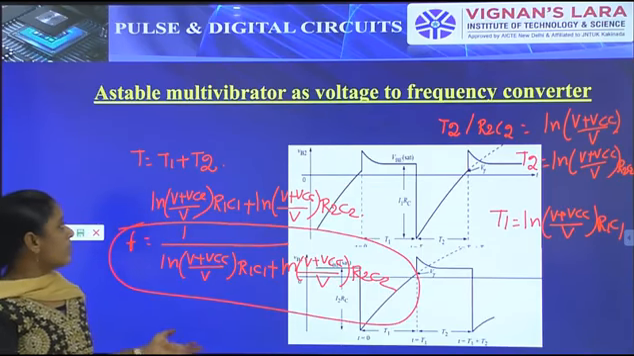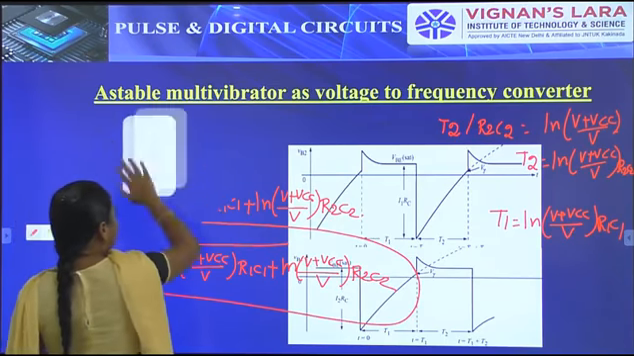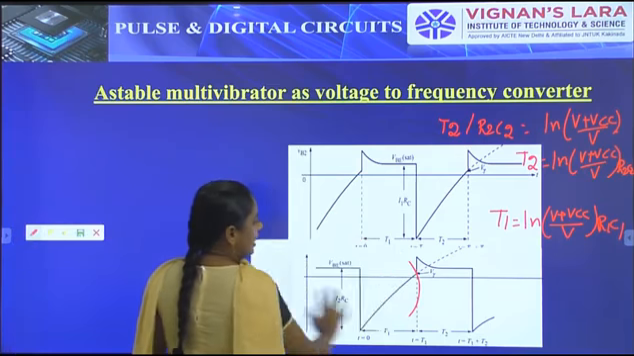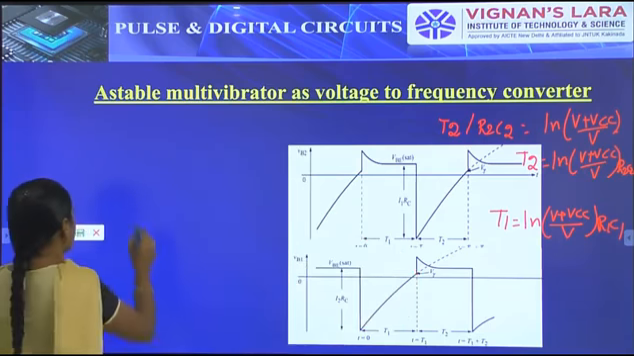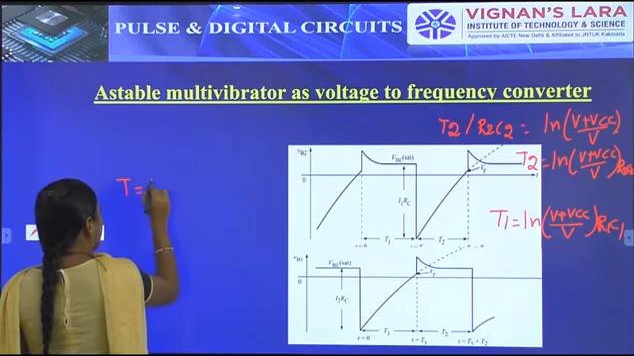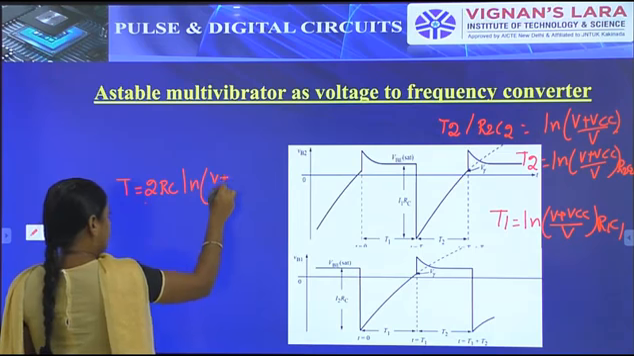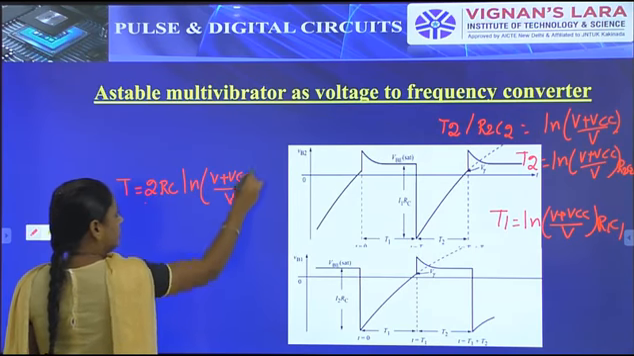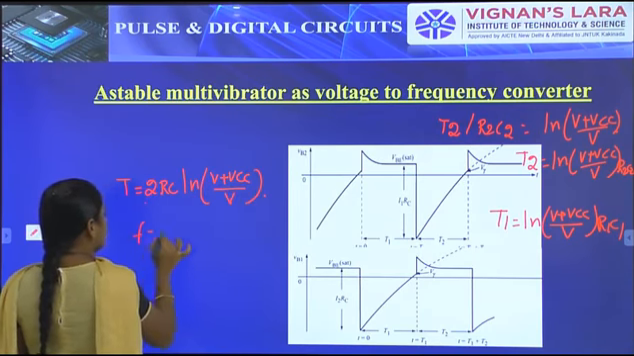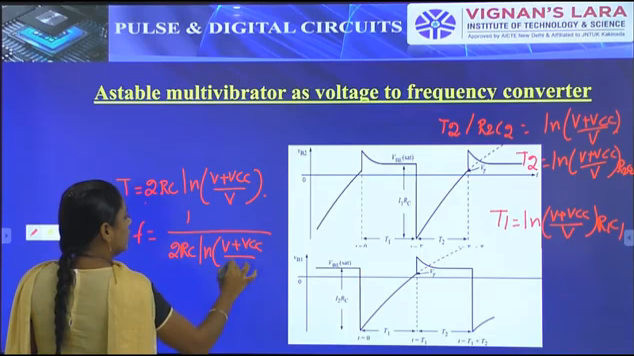For the symmetrical square wave, what happens? Simply we say that R1 C1 is equal to R2 C2, so the output will be like this. That is T is equal to 2RC, since RC will be the same, 2RC ln of V plus VCC by V. And what is the frequency? That is 1 by 2RC into ln of V plus VCC by V.